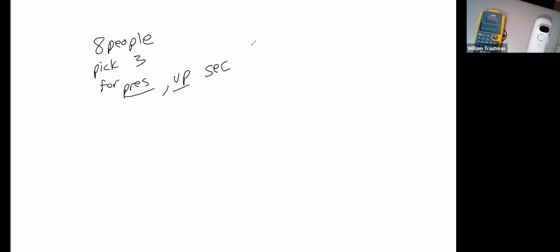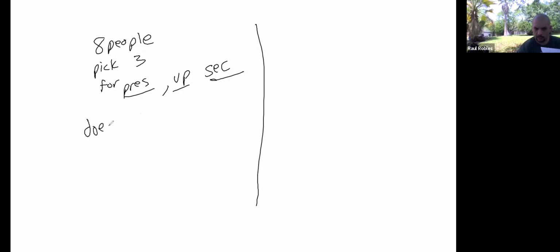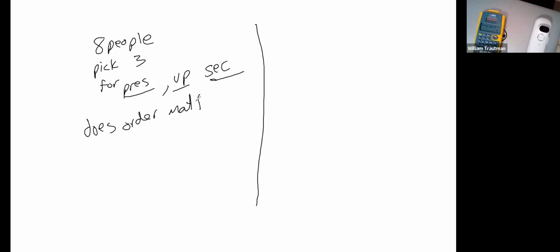Okay, so I want to show you the difference between permutation and combination. So if I have 8 people and I want to pick 3 for president, vice president, and secretary, and you pick 3, does the order matter? Does the order matter that I pick the people? And the answer is yes. Yes, it does, because the first person I pick is going to be the president.